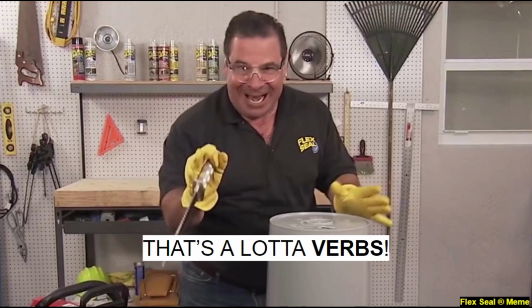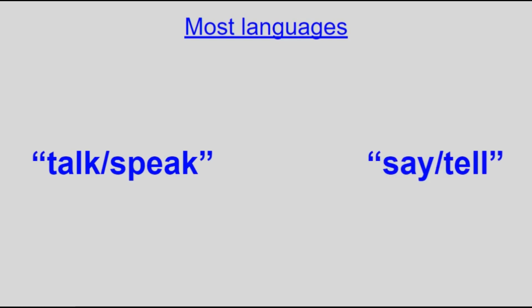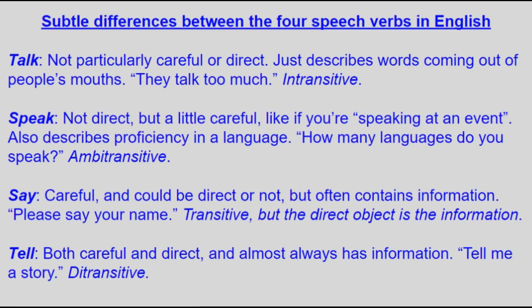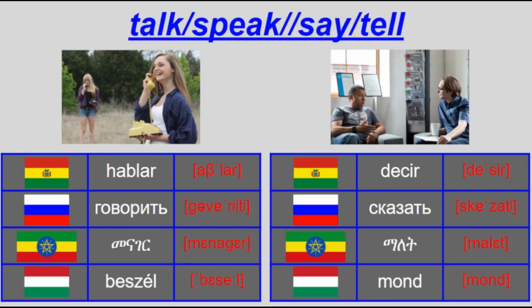But what's interesting is that even this is much more than most languages do. Most of the time, there are only two verbs, one that maps onto talk and speak, and one that maps onto say and tell. The semantic distinctions are a bit tricky though, so pause to read if you want. Anyway, the two-way distinction between a more broad connotation, talk and speak, and a more careful connotation, say and tell, seems to be the most common distribution of vocabulary, like in Spanish with hablar and decir, Russian with govorit and skazat, Amharic with menager and malet, Hungarian with beszél and mond, and so on.